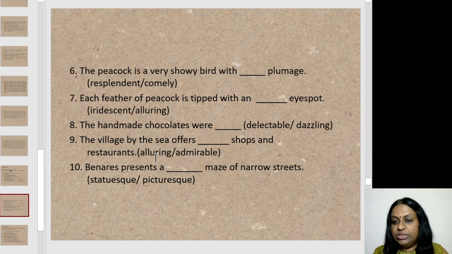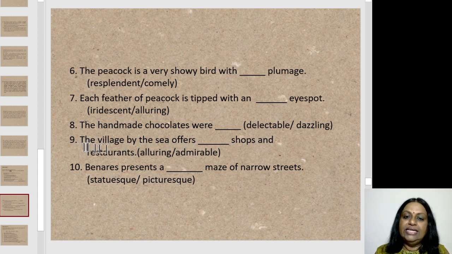Now look at the two synonyms, delectable and dazzling. Dazzling again is attractive. Delectable, like we earlier had the example there, has to do with food. So when you're talking about chocolates, you will use the word delectable. It comes from delicious, tasty, that way. Now look at 9. The village by the sea offers dash shops and restaurants. Again, alluring and admirable. Alluring meaning attractive, admirable also means attractive.